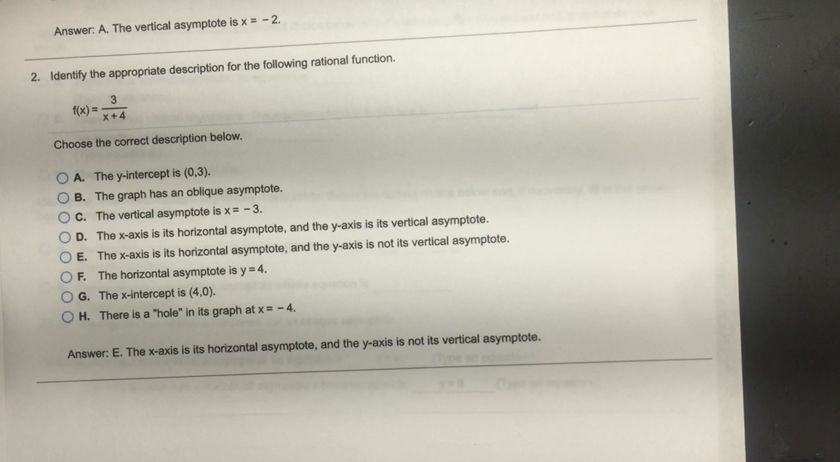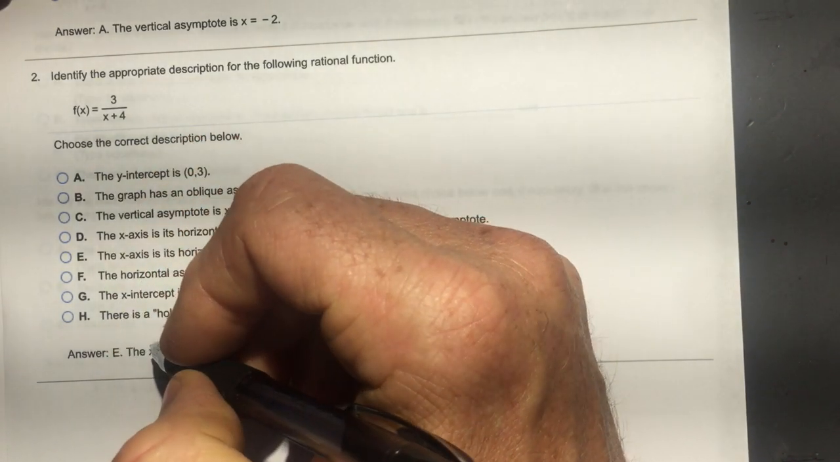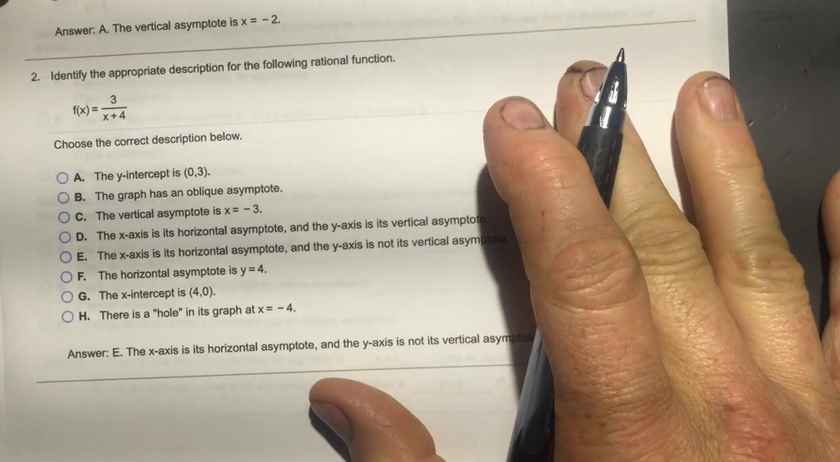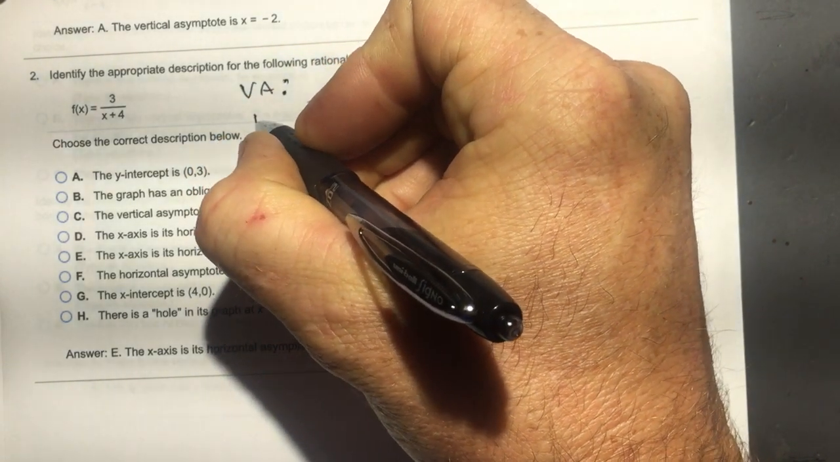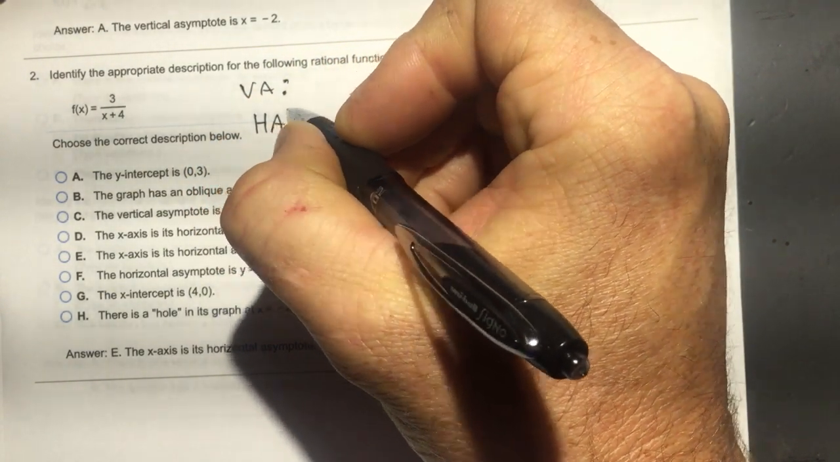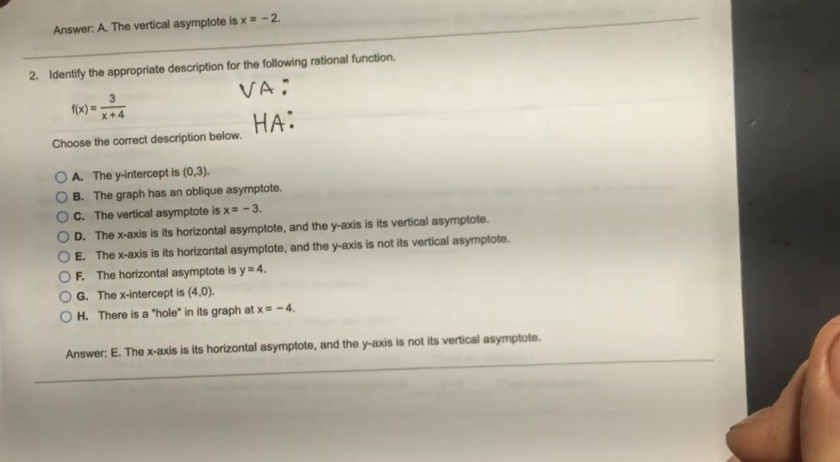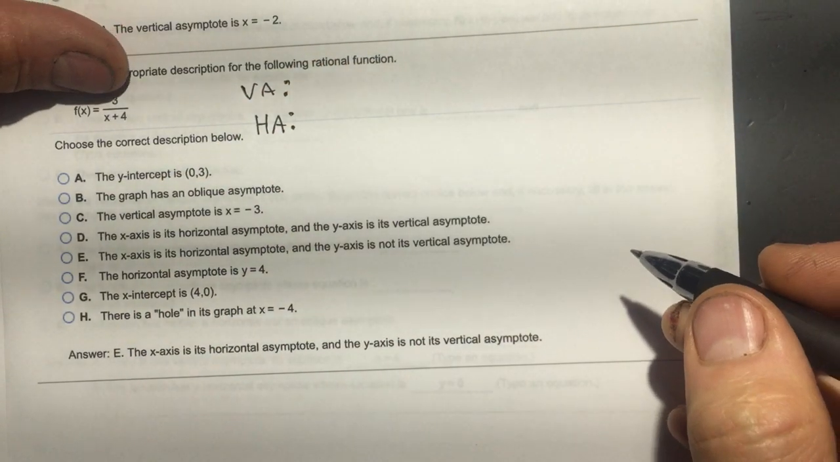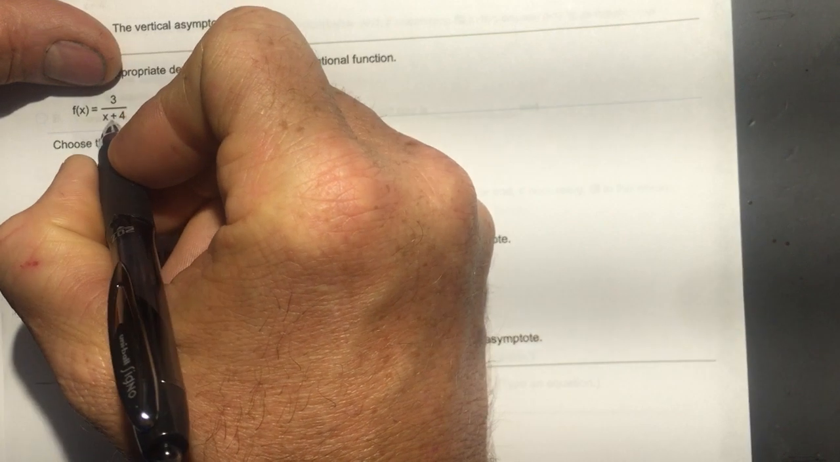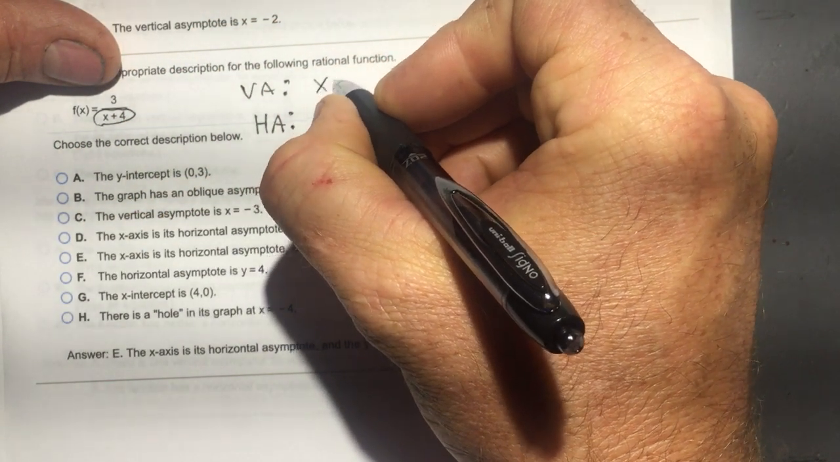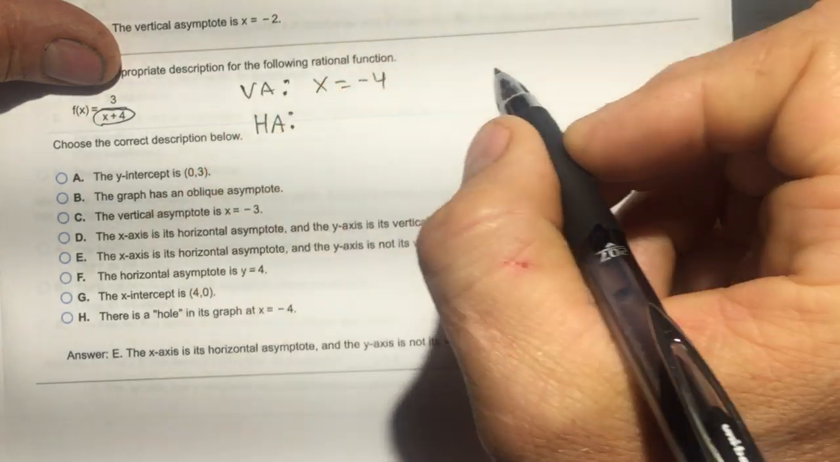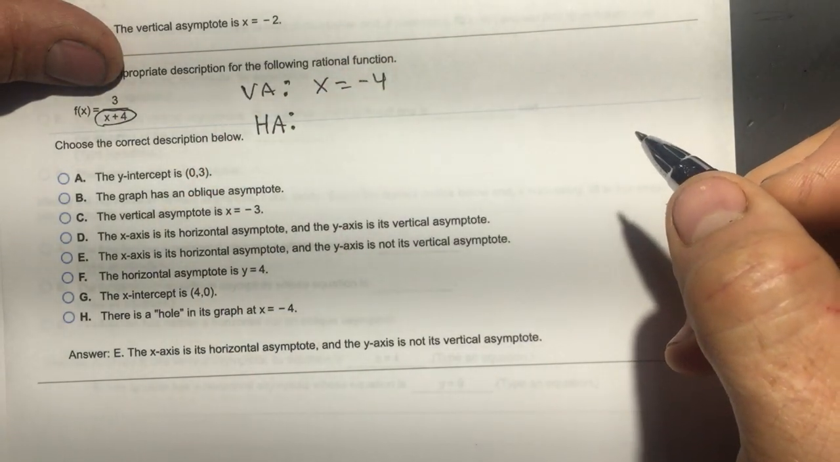So number 2 here, which are these? There's a bunch of these to look at. So what I'm going to do on this, I'm just going to figure out my vertical asymptote, and I'm going to figure out what my horizontal asymptote is, and then maybe I can figure out what answer it is. Okay? So my vertical asymptote is simply what makes me have 0 in the bottom here, which is -4. X equals -4 is my vertical asymptote.